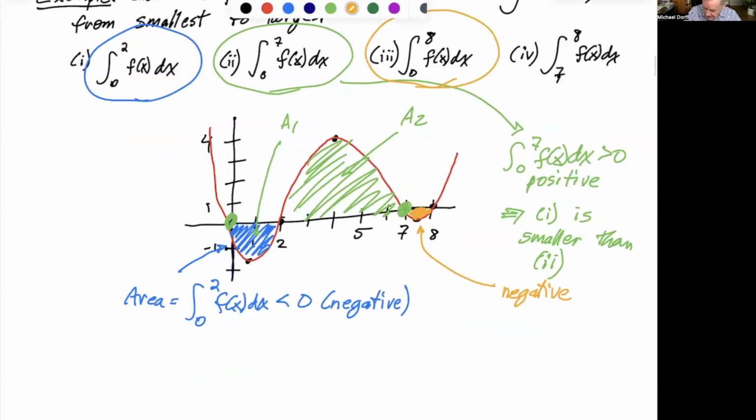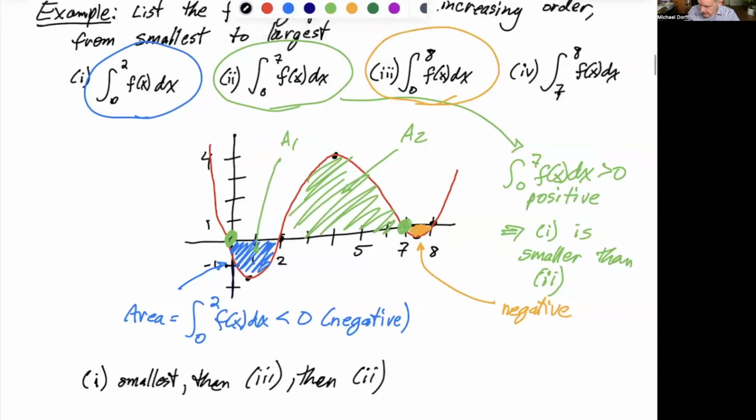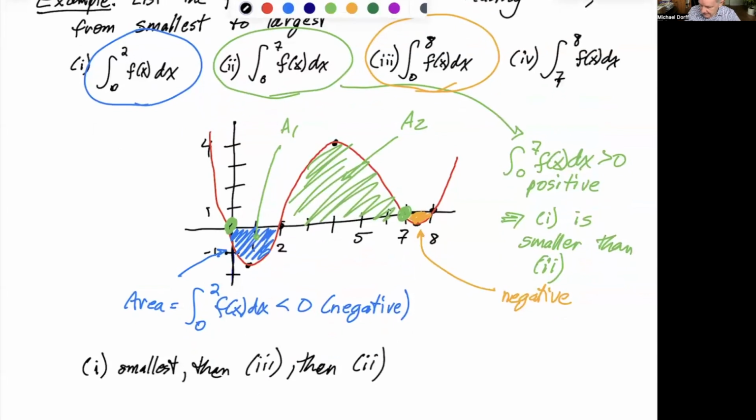So right now we have that 1 is smallest, then 3, then 2. All right, the last one, 8 to 7. What is 8 to 7? Well, 8 to 7 is my gold one. I can make it a different color, but it's the same as this gold one here.